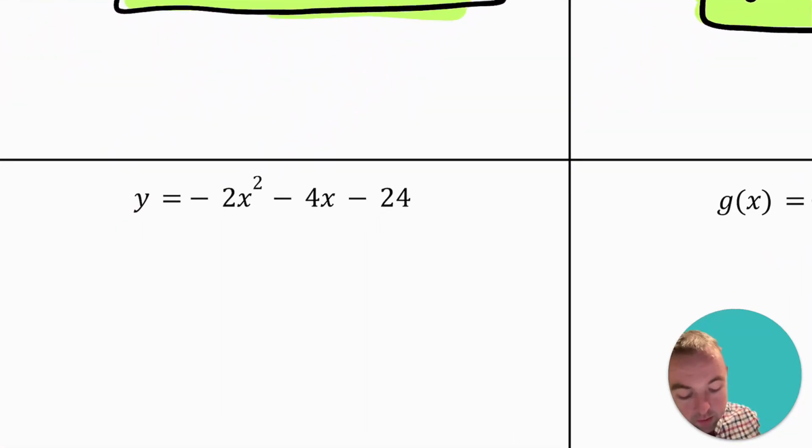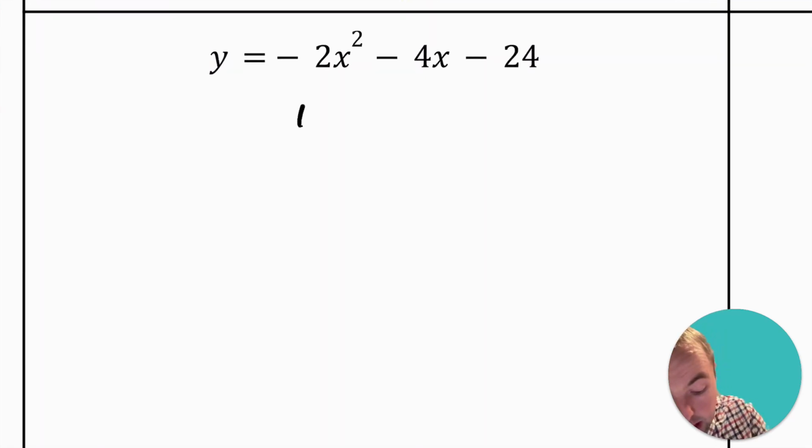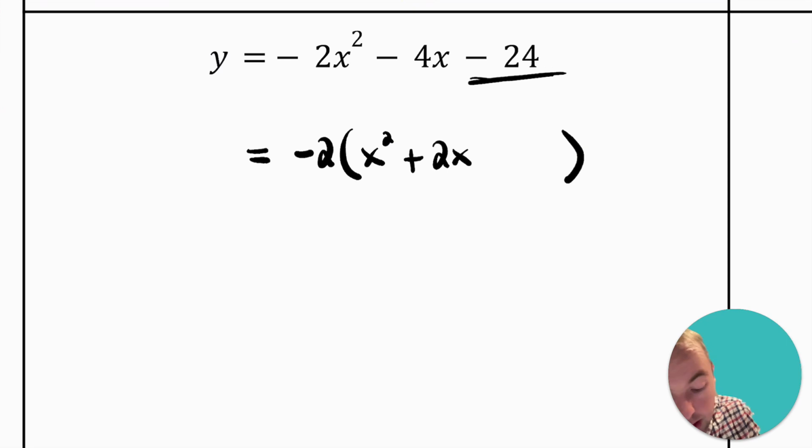All right, so now you get a little flavor of what's happening when we have an a number that's not a 1. This time it's a negative, right? So if I'm going to rewrite this into vertex form, I'm going to factor out the negative 2 from the first couple of terms, from that term as well as that term. So in the parentheses I'm going to have x squared, and if I factor out a negative 2 from negative 4x, you end up with a positive 2x inside. And again, that negative 24, I'm going to write outside the parentheses.